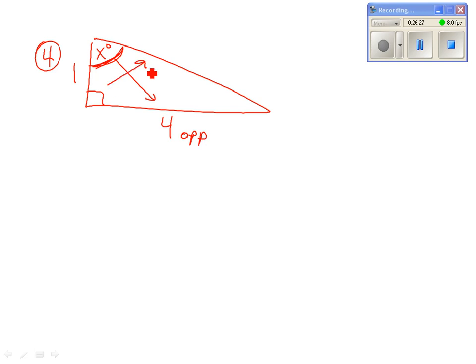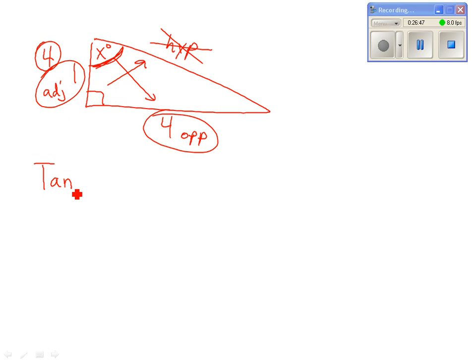What's that side over here going to be labeled? Hypotenuse. This side? Adjacent. Which one don't we care about? Which two do we care about? Opposite and adjacent. Which trig ratio is that? 4 over 1. Tangent. Is that the only one you guys are having trouble with? Is the tangent? Because that's all you've had me do so far. You know why that's all you've had me do so far?